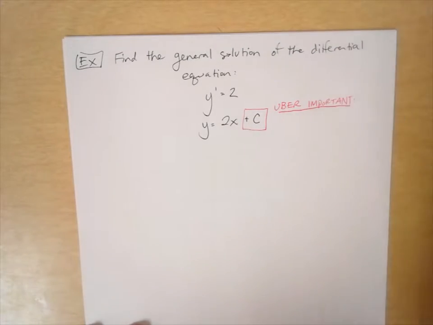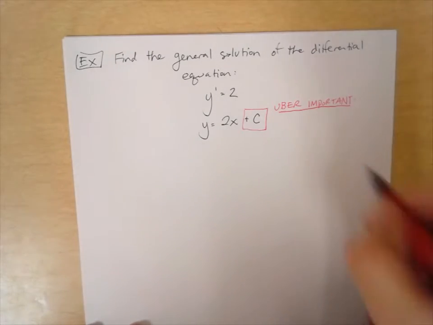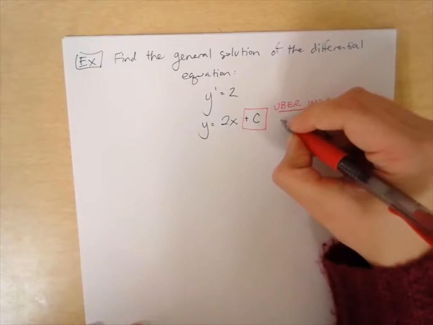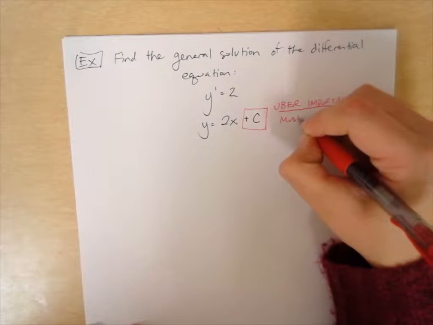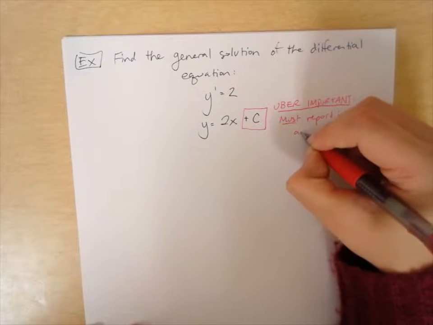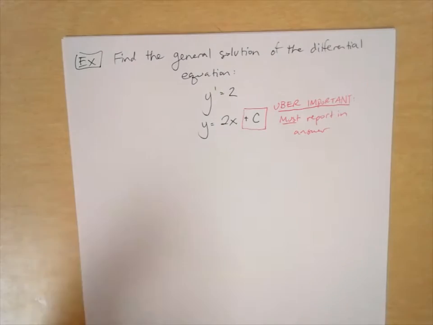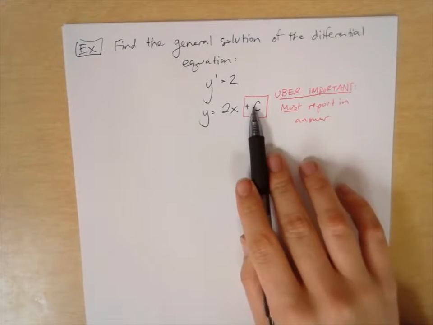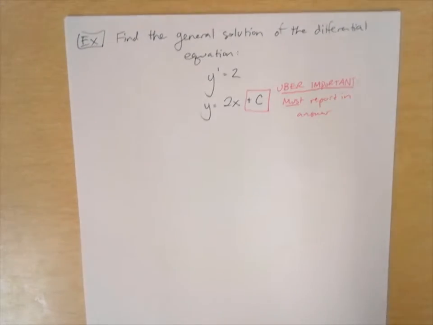Because our end game is that AP exam, and the AP exam is very, very picky about this. Uber important, must report in your answer on the AP exam and every assessment that you take in my class. So make sure you're always putting your plus c at the end of your antiderivatives. Okay.